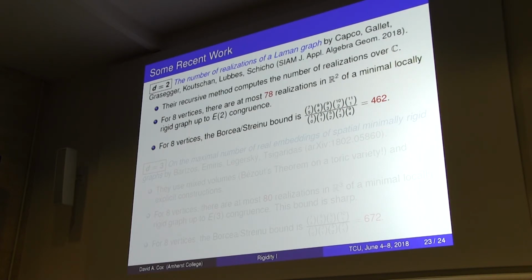And for 8 vertices, by looking at the ones over C, they could figure out how many actually work over R, and they found 78 realizations of a minimal locally rigid graph up to congruence. And if you look at 8 vertices, the Borchardt-Strano bound is a bunch of binomial coefficients, so it's quite a bit larger. So the idea is that, again, this is counting a lot of complex solutions that you're not interested in.